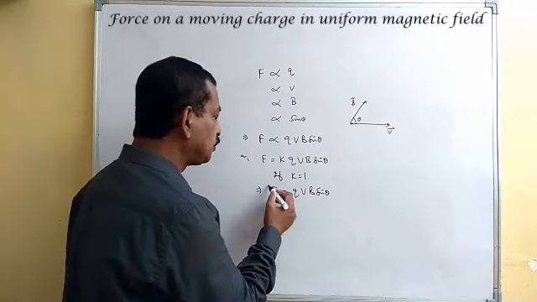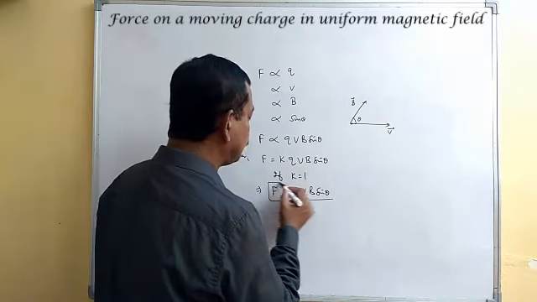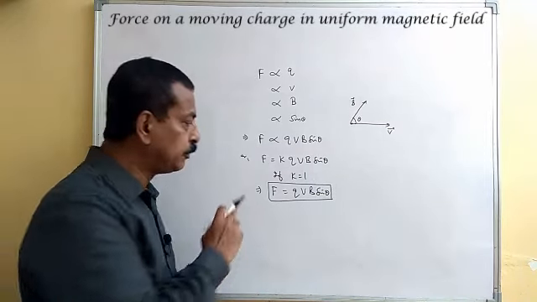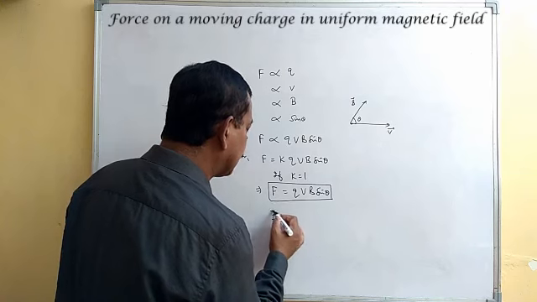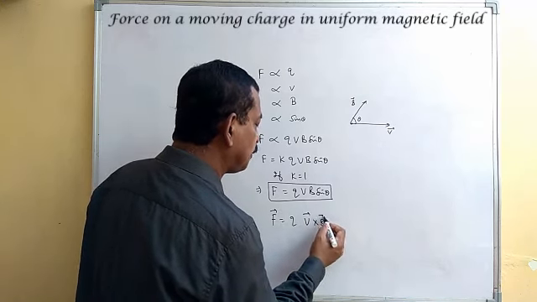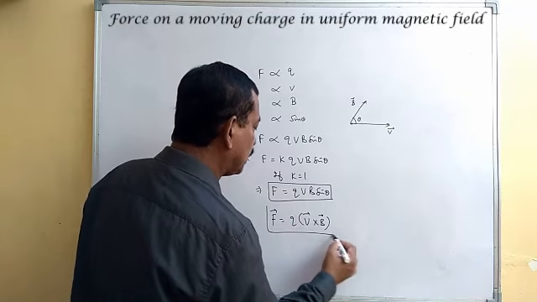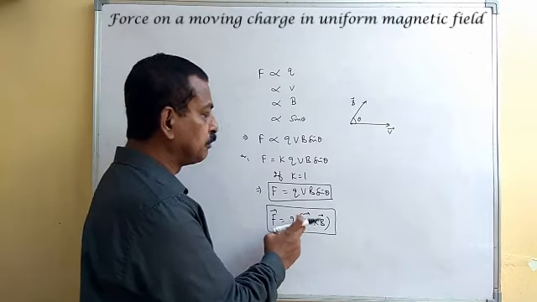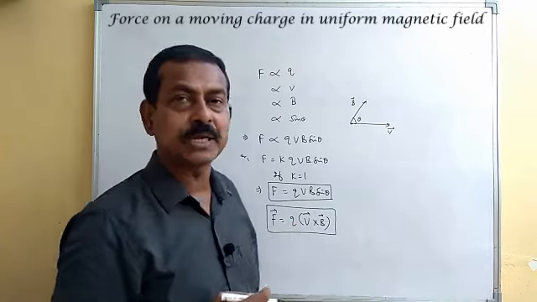So this is the expression for the force on the moving charge. If you write it in vector form, then F can be written as Q V cross B. So this is the expression for the force experienced by a charge moving with velocity V in a region of magnetic field B.